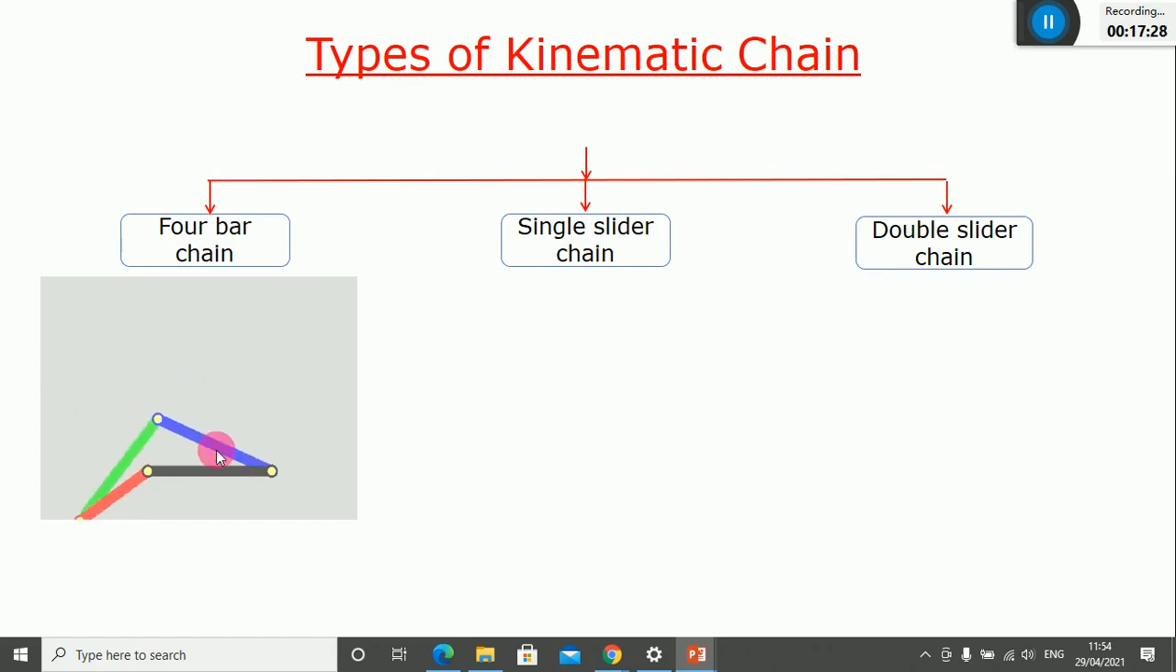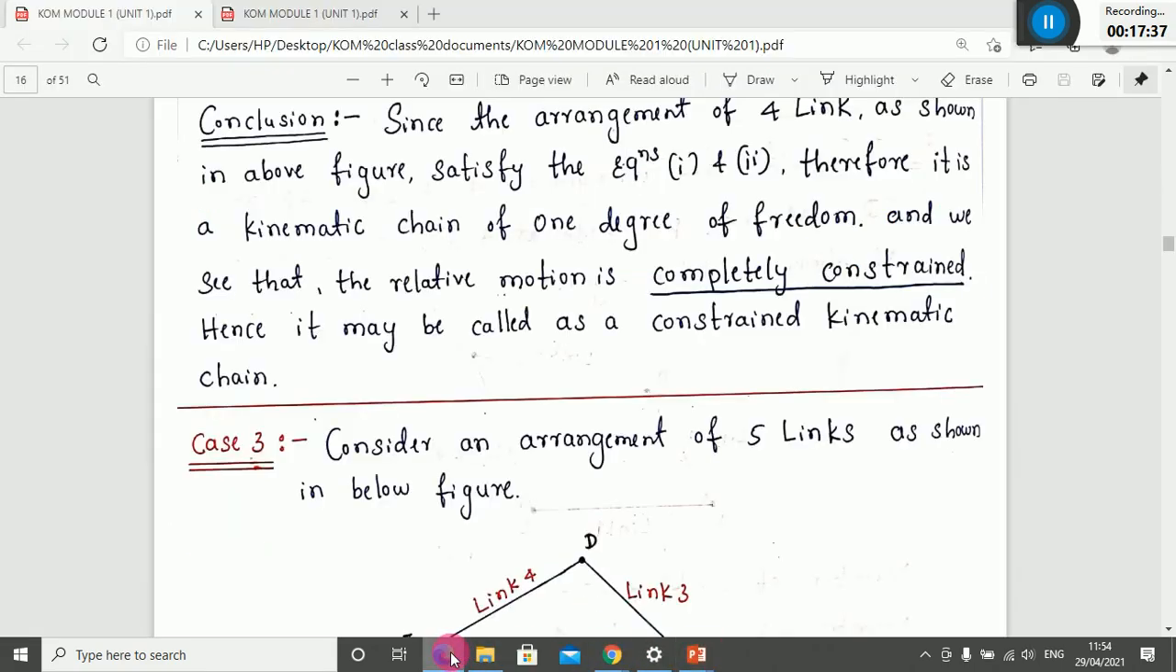So it means all the links are restricted to a certain path. They are tracing the same path. And I'll go to the third condition.